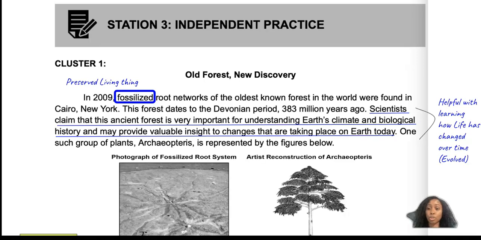Next thing that I'm going to do is add another annotation. And this annotation just prevents me from going back and rereading because once I understand it, I'm going to write down what I think it means so I can just read this small amount of information. What I wrote and what you should be writing down right now is scientists think that it's helpful to learn how life has changed over time, and that's just a fancy word for how life has evolved.